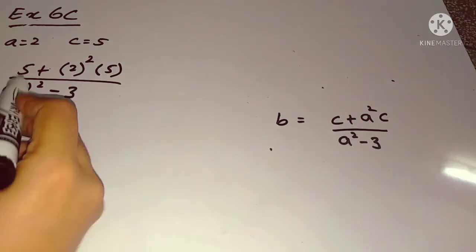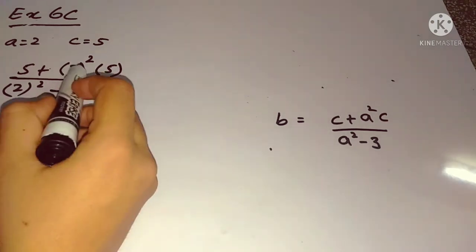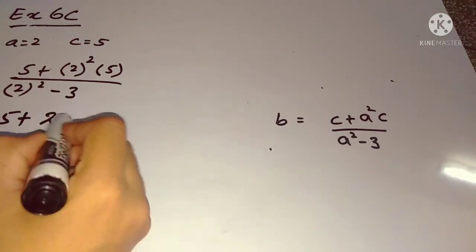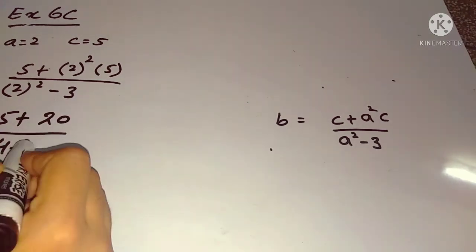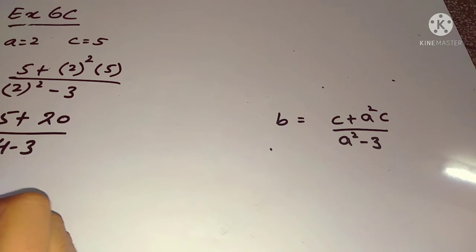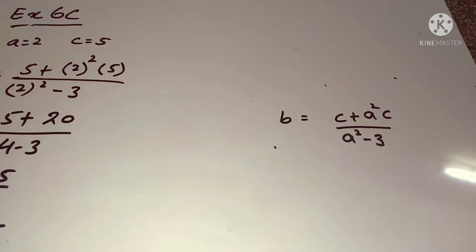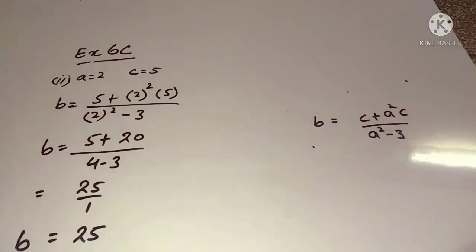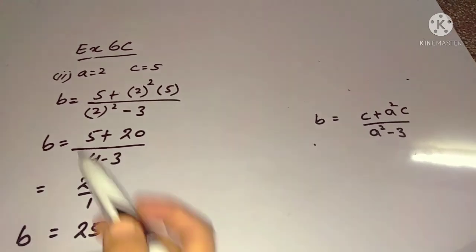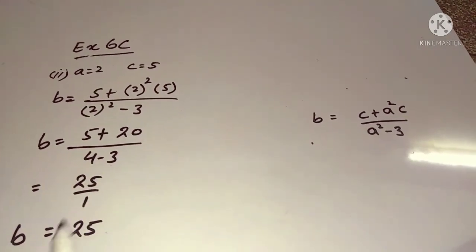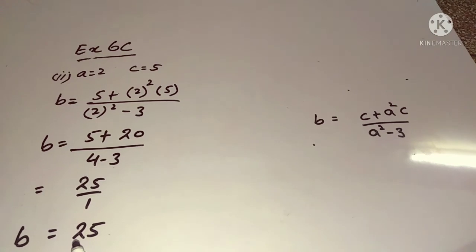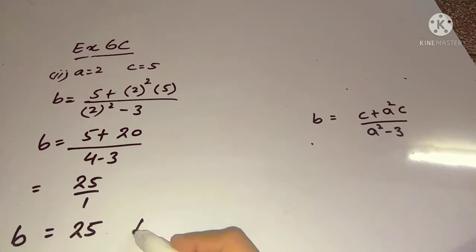When you solve it, 5 plus 2 2s are 4, 4 5s are 20, over 2 2s are 4 minus 3. So 20 plus 5 is 25, divided by 1. So the value of b will be equal to 25. So your answer is, students, when you substitute the value, this is how you will solve it and you will get the value of b, which is 25. So b is 25, this is your answer.